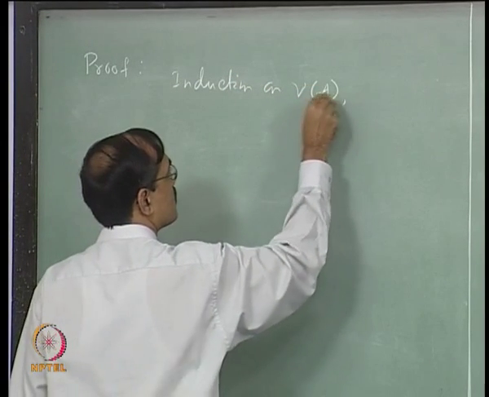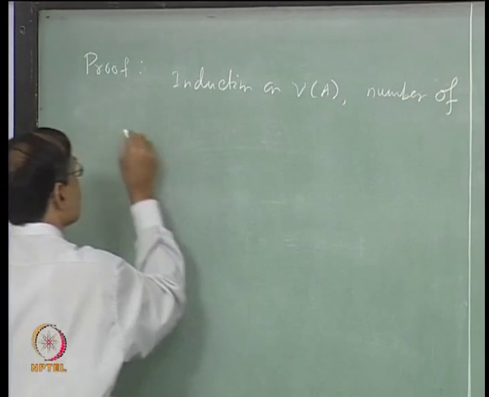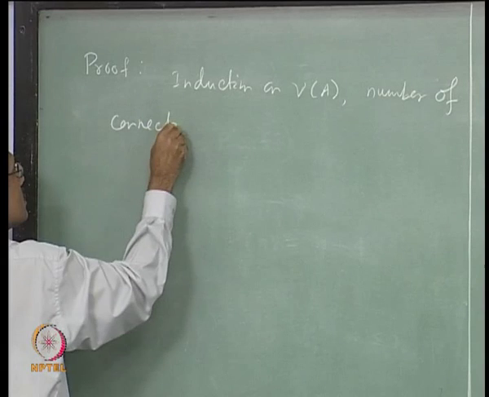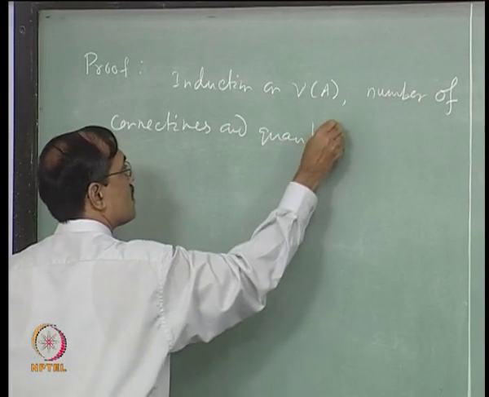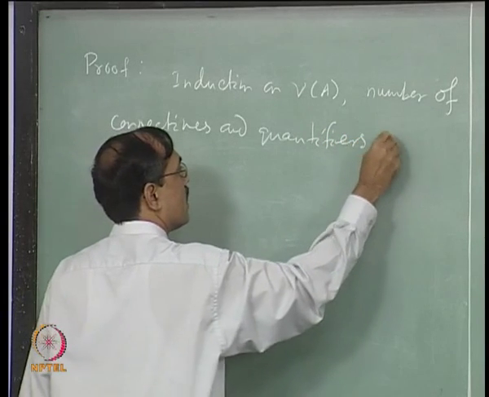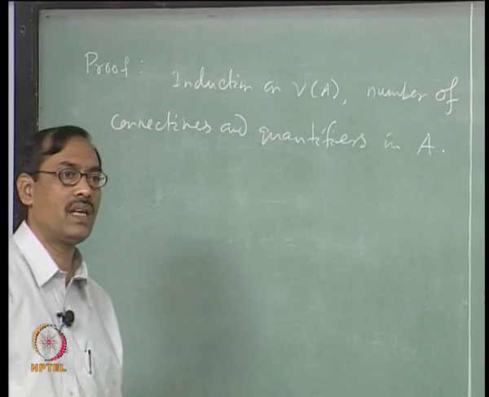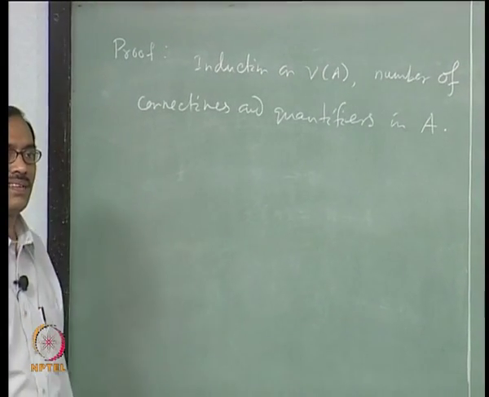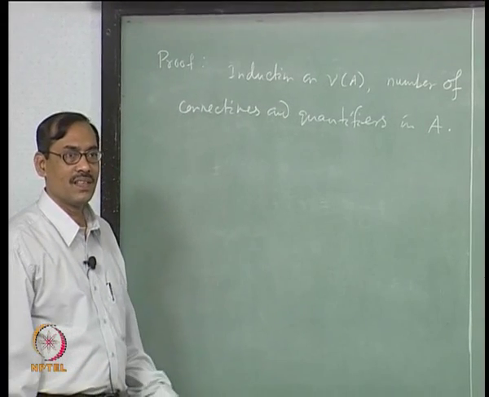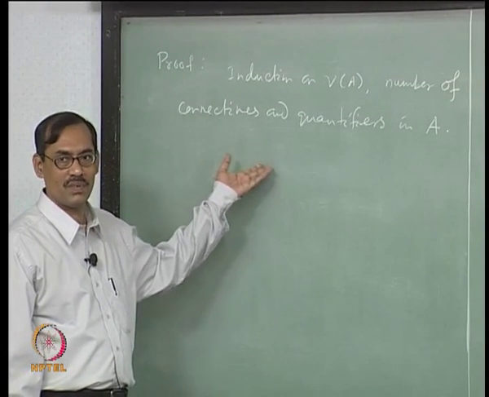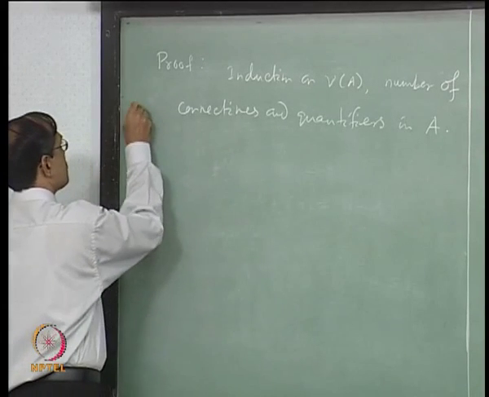So, this is the number of connectives and quantifiers in A. It is really the number of occurrences; there may be only one connective occurring 100 times. In that case 100 will be the contribution to nu A, not 1. So, you should write number of occurrences.